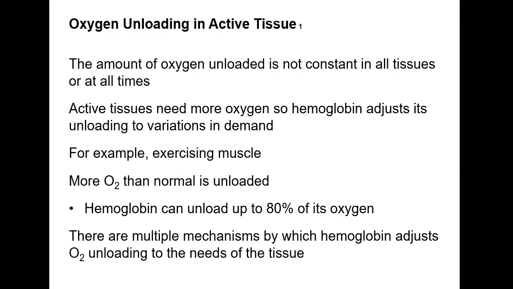Now, the amount of oxygen that gets unloaded by the blood is not going to be constant at all times. It's going to be different depending on whether you are at rest or whether you're exercising, for instance. If you're exercising, more oxygen will be unloaded than normal, because you need more oxygen in those tissues when you're exercising, in places like your skeletal muscle. So you will typically see more oxygen being unloaded during those types of situations when you are more active.